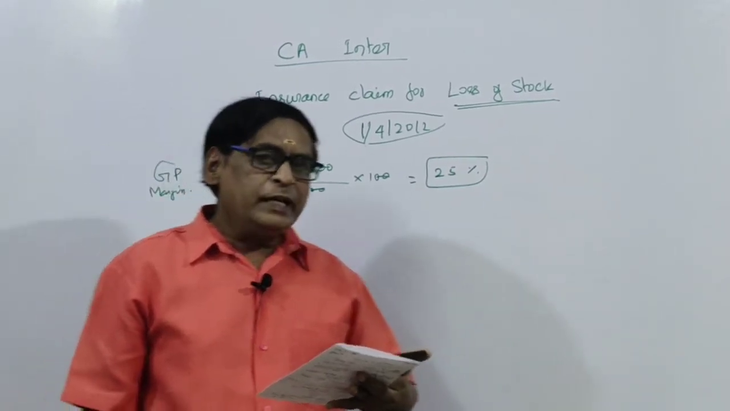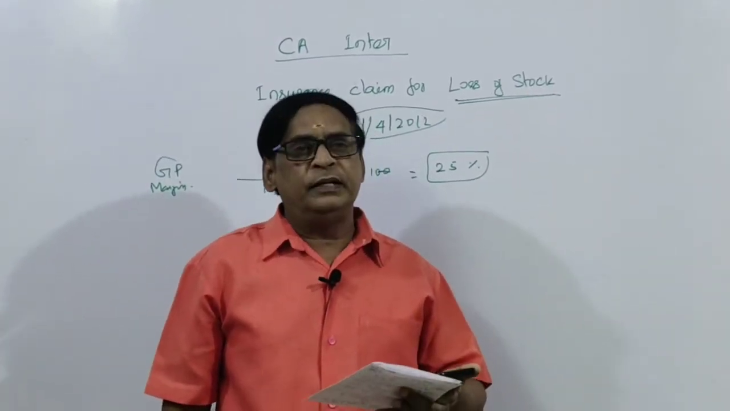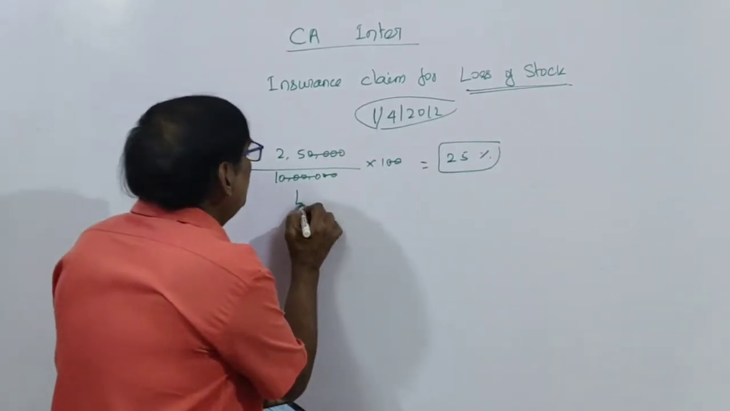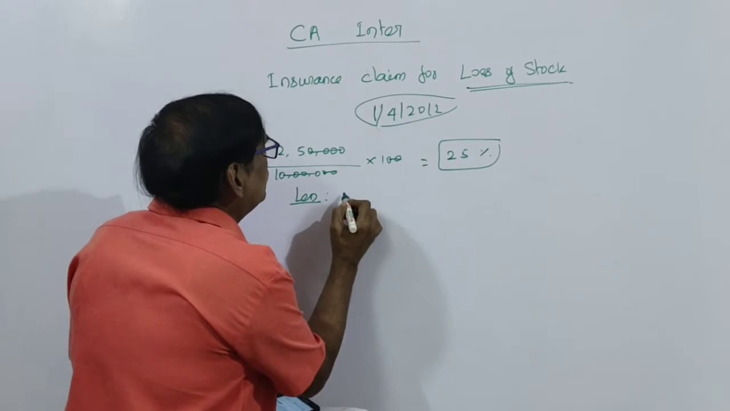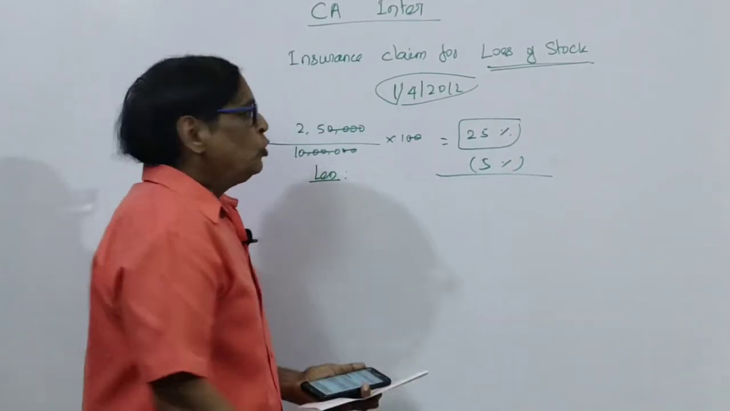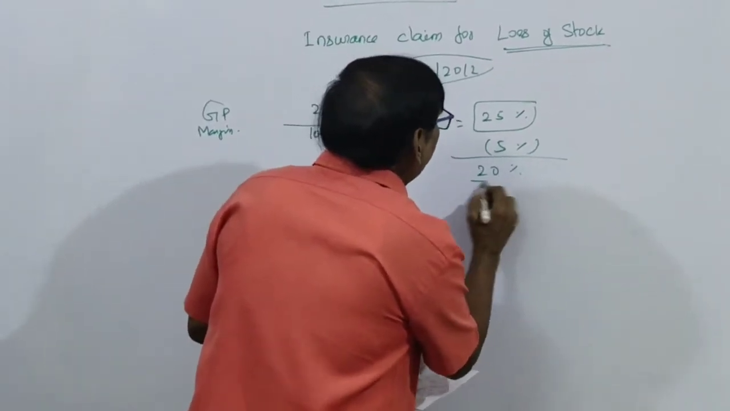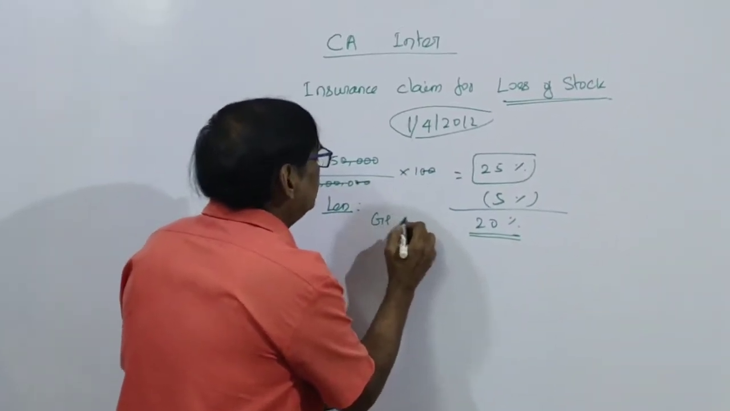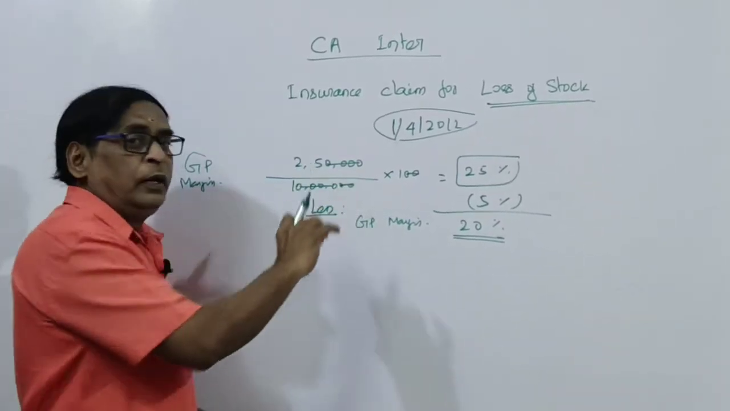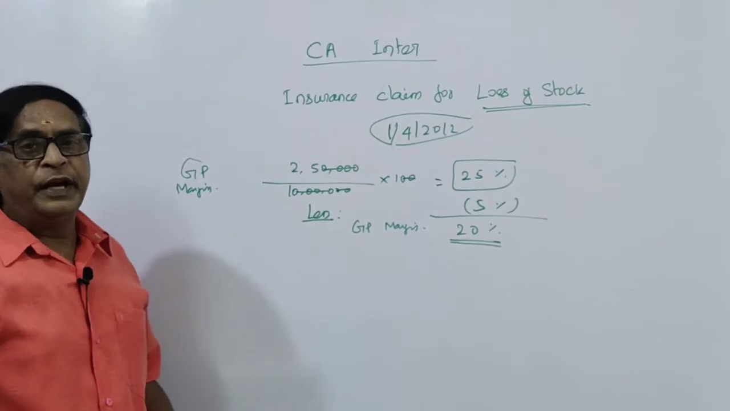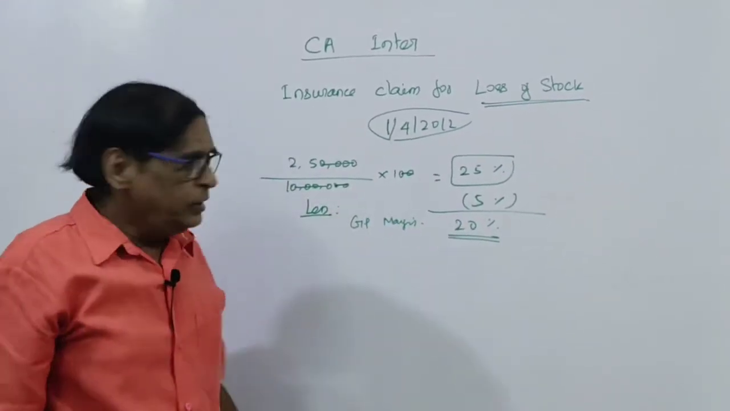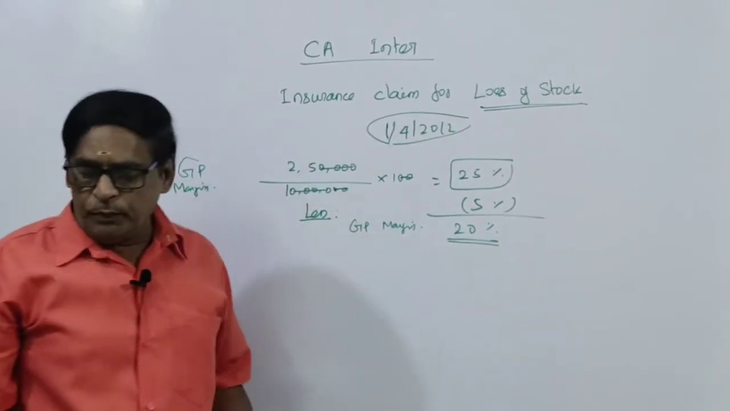Simultaneously, a decrease in gross profit by 5%. So there is a downward trend in gross profit, and you have to make a deduction. So the downward trend of 5% you have to deduct, and 20% will be the gross profit margin. This is note number 1. You have to prepare now the memorandum trading account. Before that you have to prepare the gross profit margin. Now we have prepared it, that is 20%.